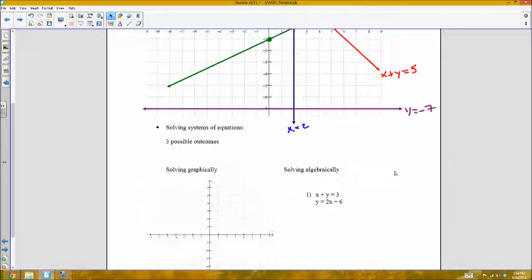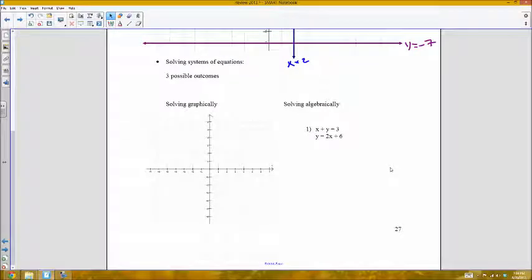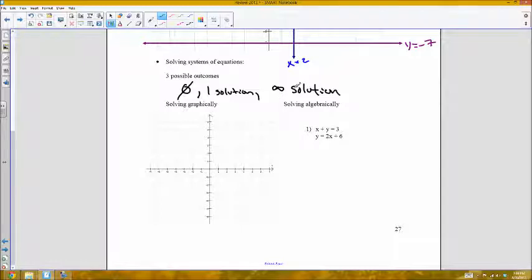Now, solving systems of equations. There are three possible outcomes whenever you're solving a system of equations. You can either have no solution, one solution, or infinitely many solutions. Now, the three situations where this occurs, you'll have no solution if the lines are parallel. You'll have one solution if you have a unique point of intersection. So I'm going to write POI for point of intersection. That's when you have the one solution. That point of intersection is the solution.